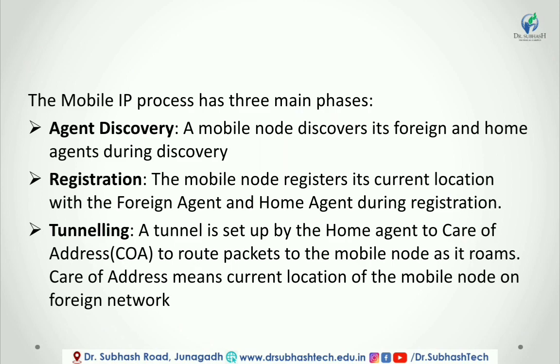The second phase is registration. A mobile node registers its current location with the foreign agent and home agent during registration. The main purpose of the registration is to inform the home agent of the current location for the correct forwarding of packets. Registration can be done in two ways depending on the location of the COA.